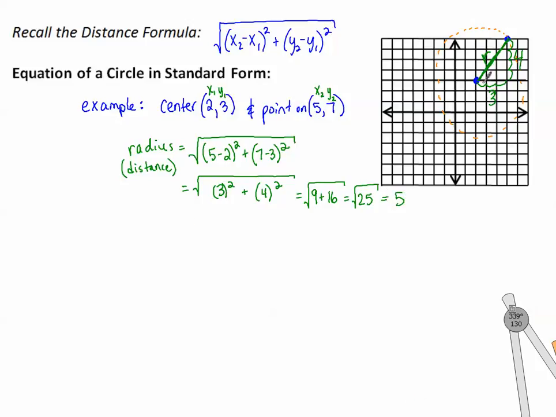So this radius is 5 units long, the distance from the center to a point on the circle. So if I had a measuring device that I could measure out to be 5 units long, I would go 5 units long in every direction, and I would be able to create my circle. Now, we're getting to the equation of the circle.